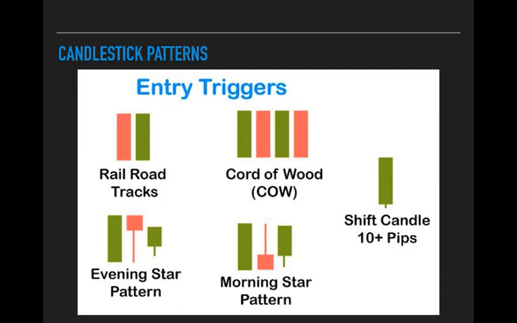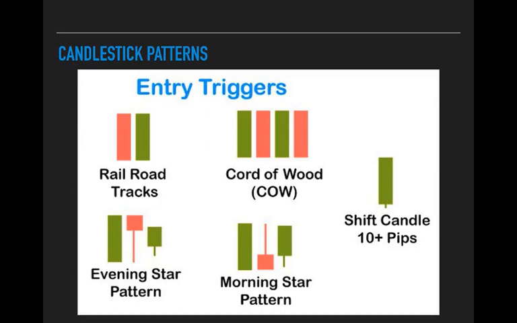Okay, so we have railroad tracks, which basically look just like they sound. It's just two bars next to each other, one green, one red, and it usually denotes a reversal incoming. Then we have something called a cord of wood, which is just two sets of railroad tracks side by side. Then we have the two star patterns, evening star and morning star. An evening star would denote a sell coming in, and a morning star pattern would denote a bullish or buying reversal coming.